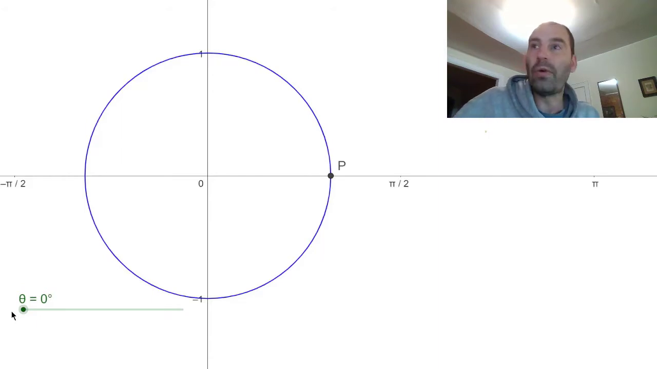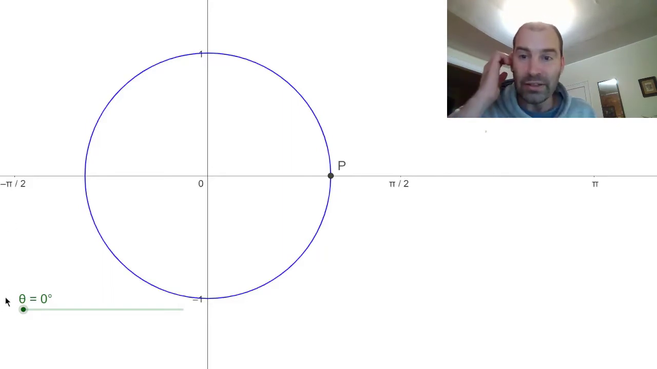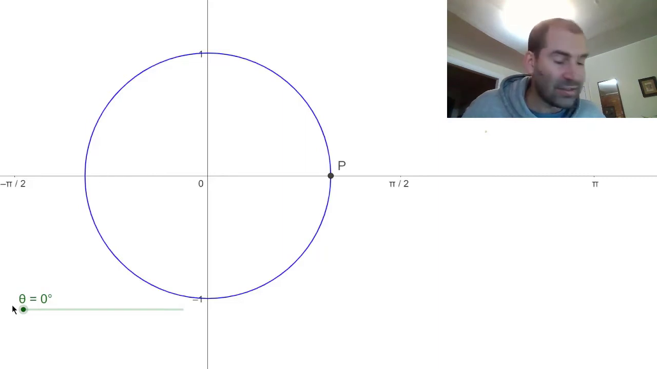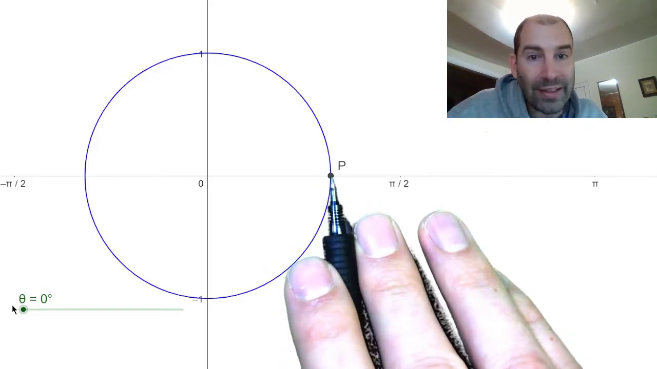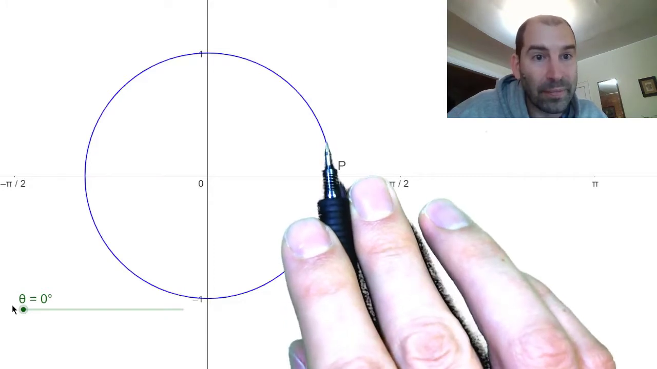All right, so let's start with the sine function. That's the one that's actually easier to see how it works. So I'm going to start drawing a graph of the sine function. So remember, the sine function is the y-coordinate of this point. Well, that's just the height of the point, right?